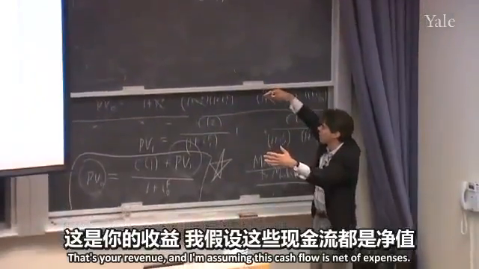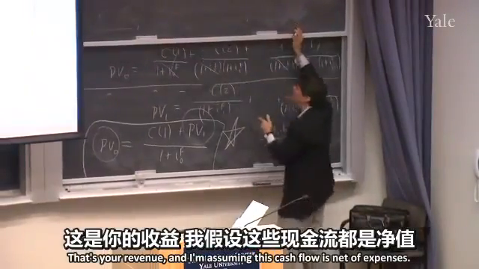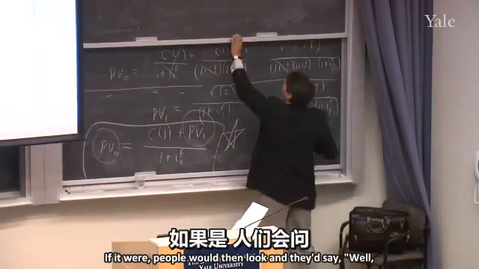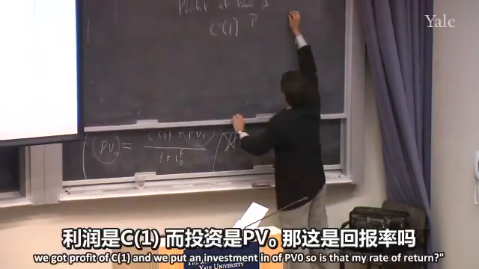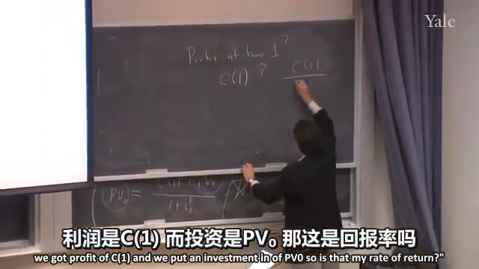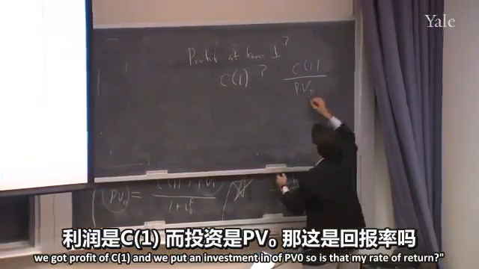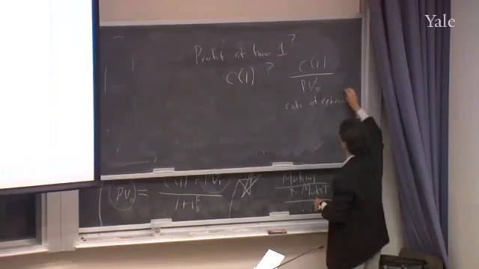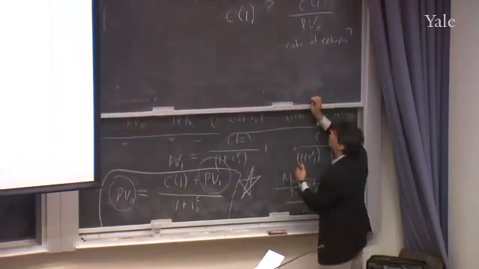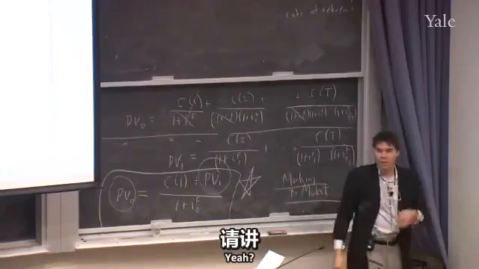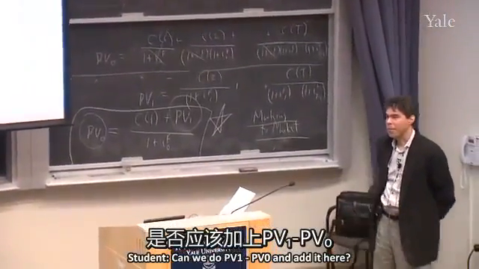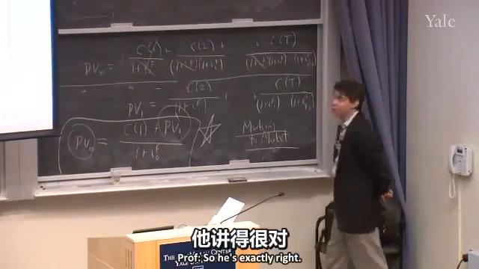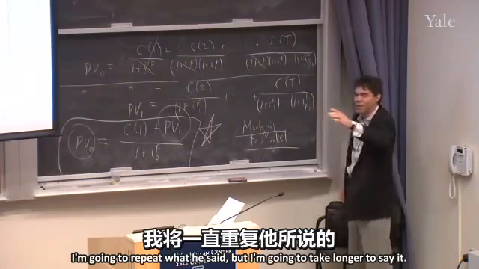That's your revenue. And I'm assuming this cash flow is net of expenses. So you could say, here's your revenue you got at time 1, C of 1. Is that your profit? If it were, people would then look and they'd say, well, we got profit of C of 1, and we put an investment in of PV0. So is that the rate of return? Is that my rate of return? Yeah. Can we do PV1 minus PV0 and add it here? Okay, so C of 1 is exactly right. I'm going to repeat what he said, but I'm going to take longer to say it.